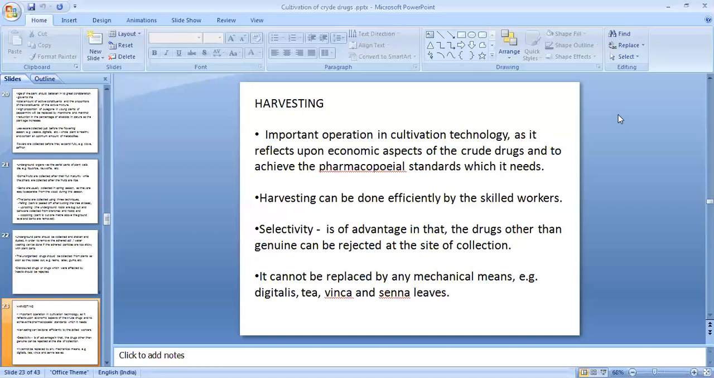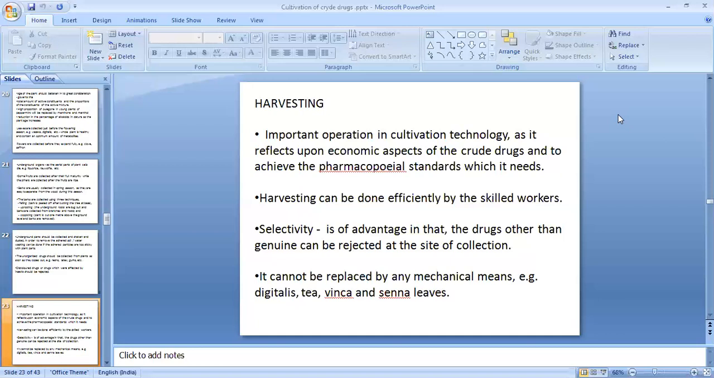For some of the drugs, even now, only collection by persons is the way of harvesting. For example, tea, vinca or senna leaves are harvested by hand picking methods. That is, only human beings are used to collect these drugs, because with the help of machines, harvesting is sometimes not that effective. Also, you require skilled labor in collecting the leaves of digitalis, tea, vinca and senna. So till now, there is no replacement for human beings in harvesting these leaves.